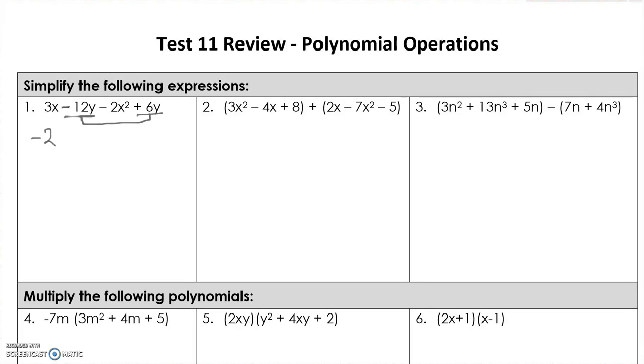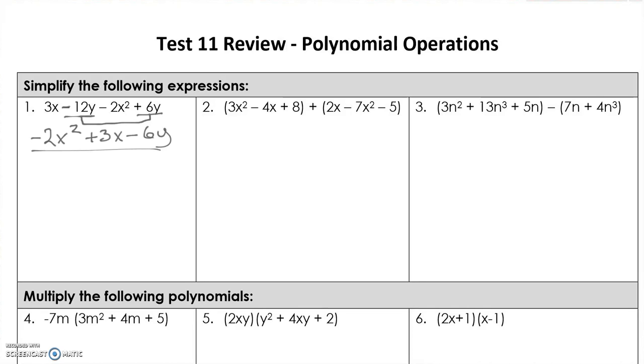It is also most common for answers to be written with the largest exponent of the variables first. It's not a rule that always has to be done that way, but it is the most common way. So the most common way this answer would be written is as negative 2x squared plus 3x minus 6y.